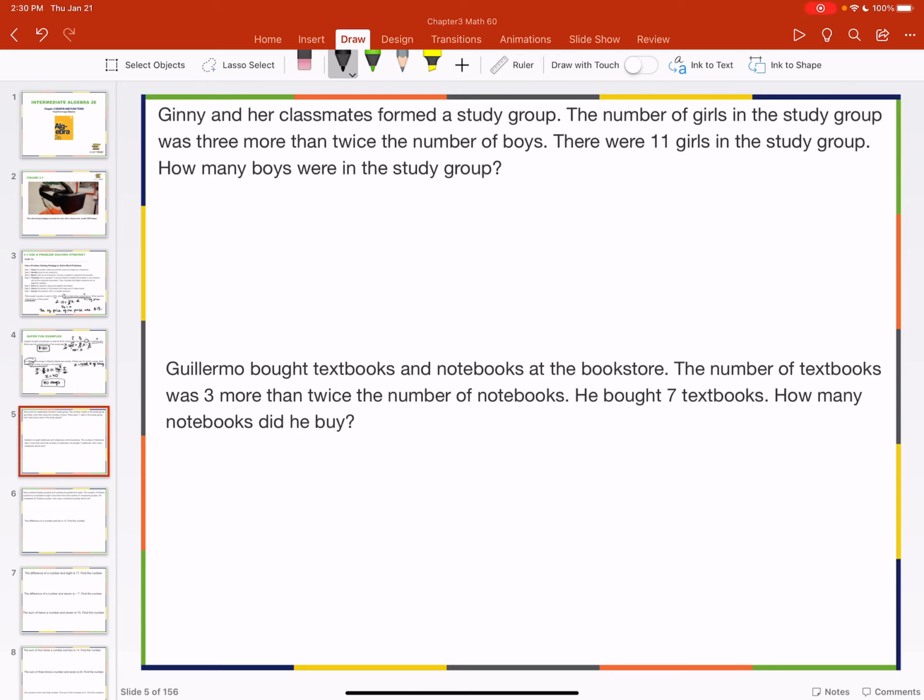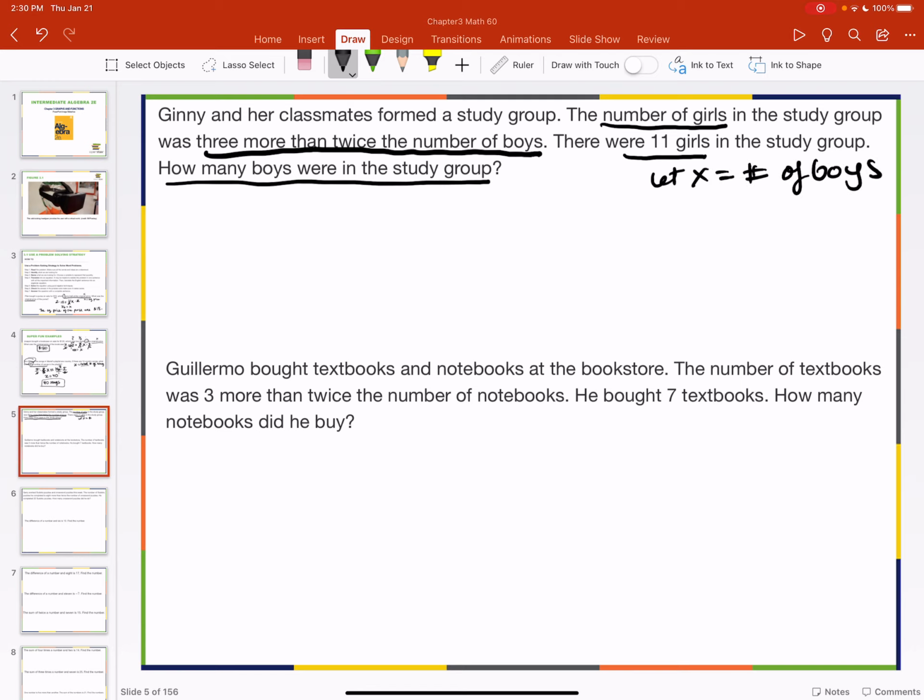Jenny and her classmates formed a study group. The number of girls in the study group was 3 more than twice the number of boys. There were 11 girls. How many boys were in the study group? So let X be the number of boys, obviously, by now. And then it says the number of girls was 3 more than twice. But how many girls are there? There's 11. So 11 was, past tense of is, 3 more than twice what the number of boys is. We don't know. That's X.